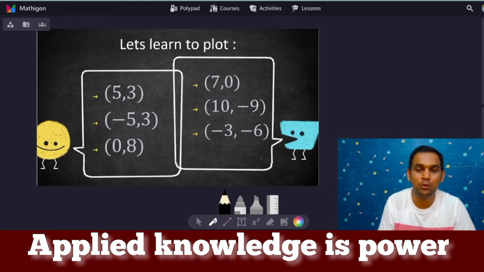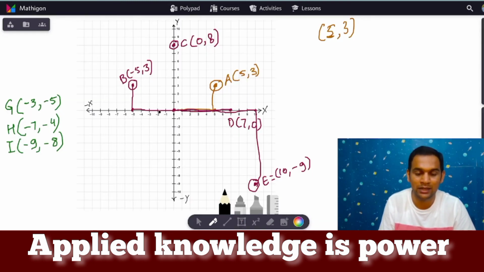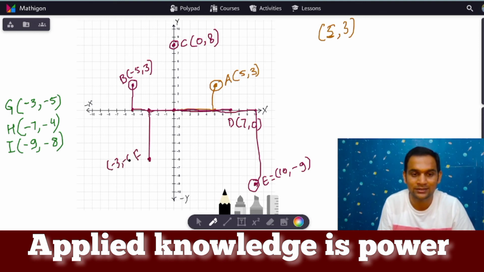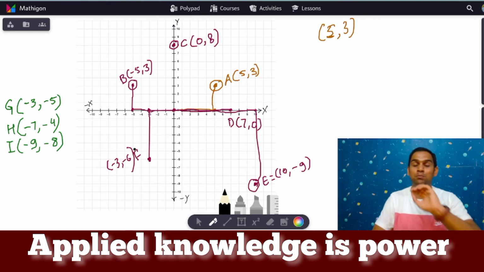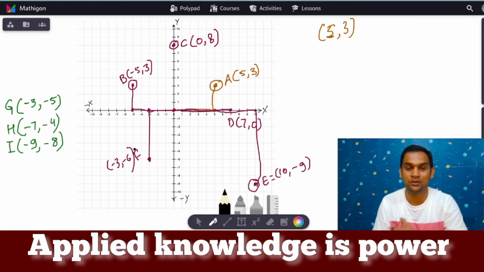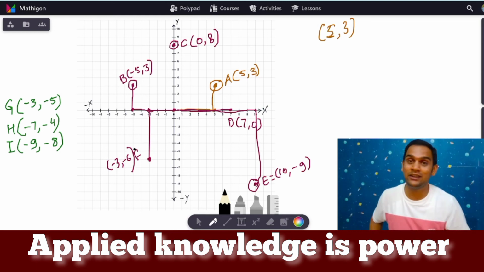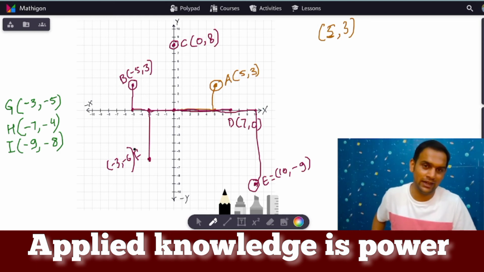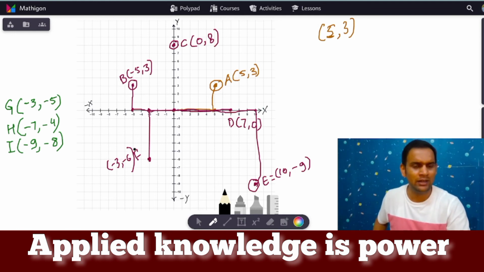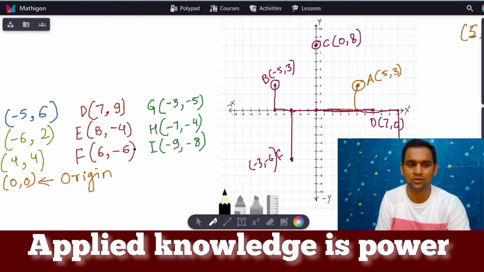And then one final point which we have to plot is minus 3 comma minus 6. So we move to minus 3 on x-axis and then minus 6 on the y-axis. We reach a point F, which is minus 3 comma minus 6. I hope all of this plotting of points is very much clear for all of you. Now this plotting of points is always important, and it will bring much more clarity to our concepts in the next chapter.